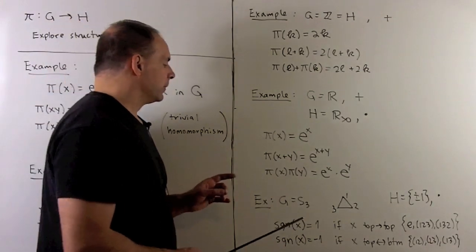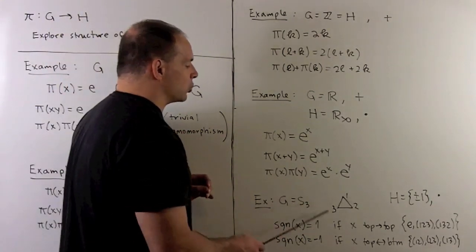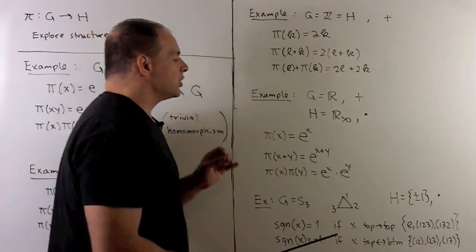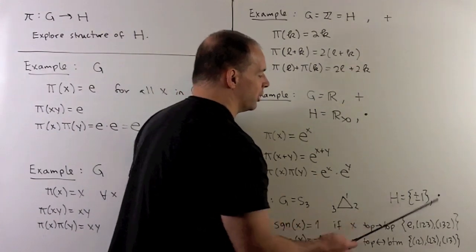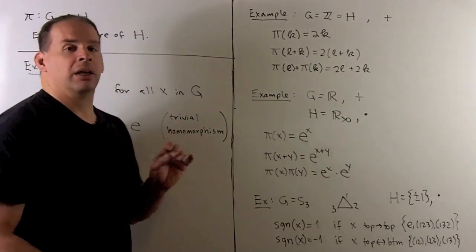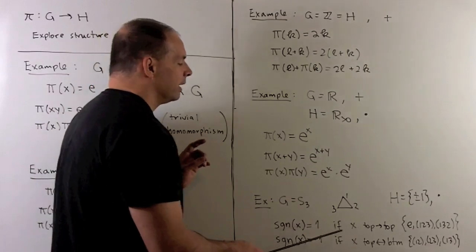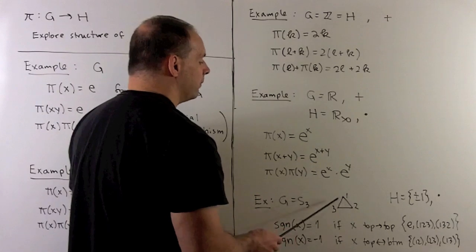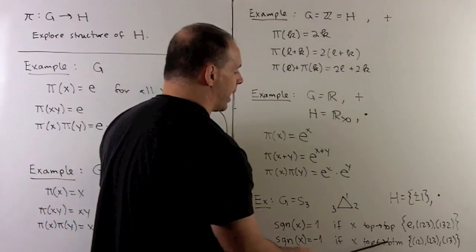Final example, let's let our group G be equal to S3, the symmetries of an equilateral triangle. So we label it 1, 2, 3. And our H is going to be plus or minus 1 under multiplication of numbers. So what we have here is going to be called the sign homomorphism. Sign of x is going to be equal to 1 if x carries the top of the equilateral triangle back to itself. We'll let sign of x be equal to minus 1 if it switches the top and the bottom.